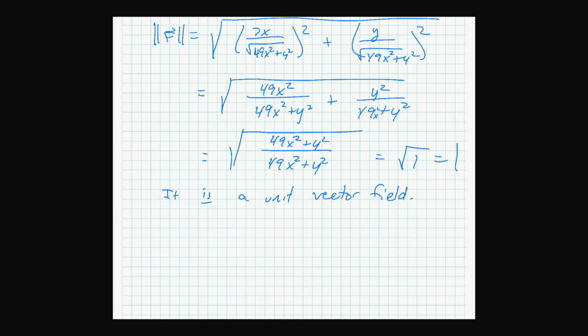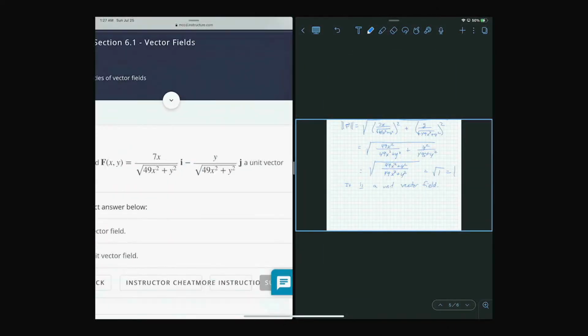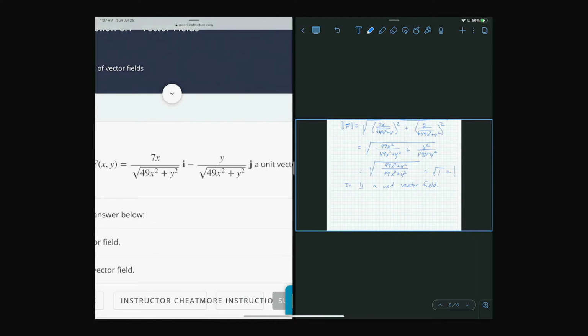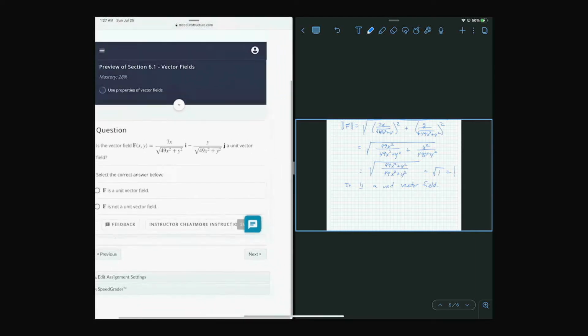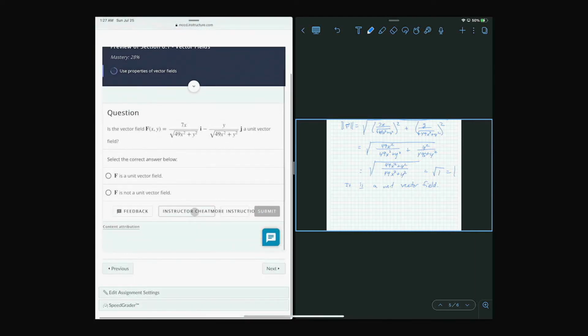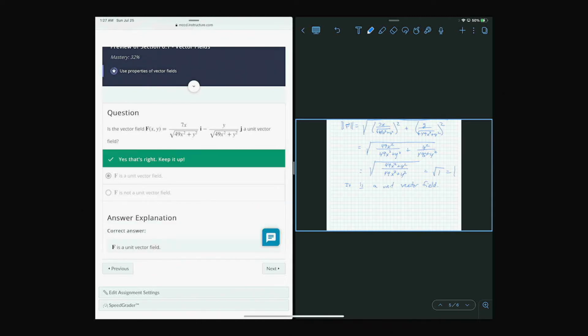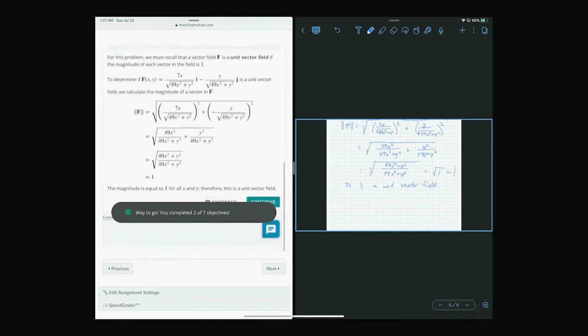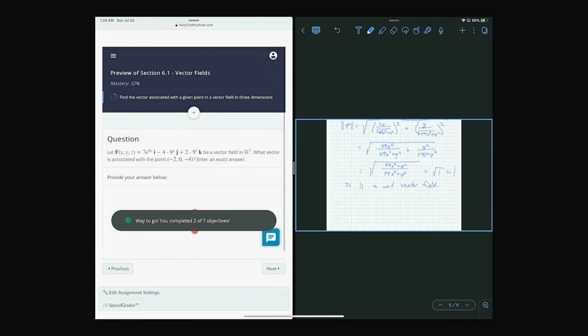Of course, you can see if something looks like a unit vector. Like that looks like they divided a vector by its magnitude, and so that looks like a unit vector field. Technically, you would still have to check, but of course it is. So those are not so bad.